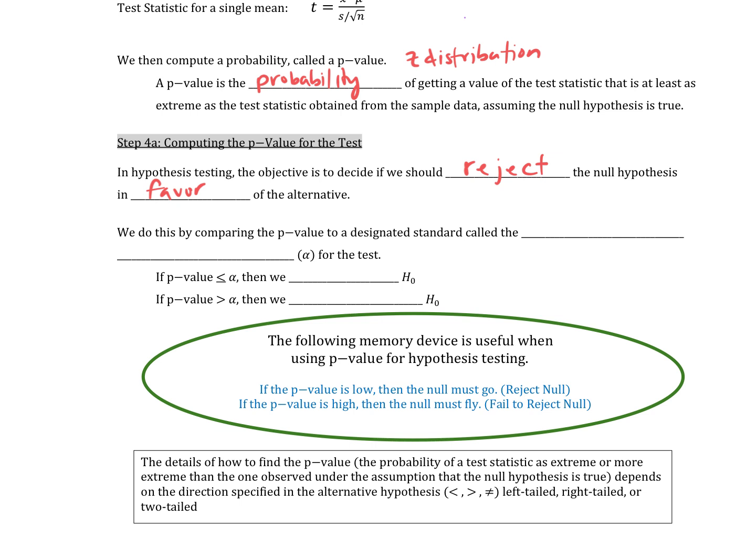We do this by comparing the p-value to a designated standard called the level of significance, which is called alpha for the test. If p is less than or equal to alpha, we can reject the null. If the p-value is greater than alpha, we fail to reject the null.